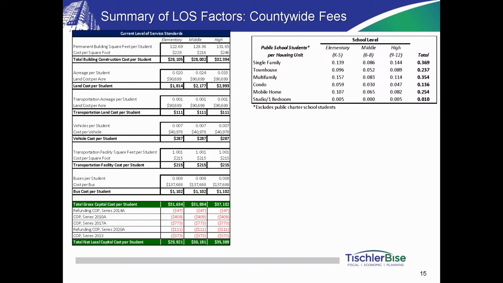As you can see here, the proposed fee for single family represents a $28 increase over your current fee. The townhome is essentially a break-even proposition. It's the same amount. The multifamily fee goes down $125. The condominium fee goes up $90, and the mobile home fee goes up $394. And then that new land use type we have, the studio one-bedroom apartment, is $327, and you're currently charging $0 at this point.